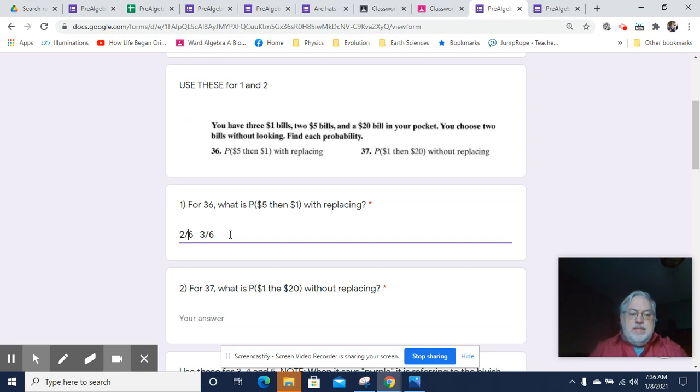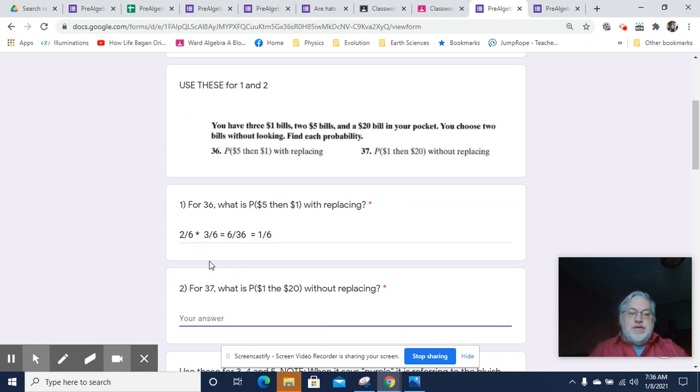Now, since it's a compound probability and we have 2 events happening, we are going to multiply those 2 probabilities. So 2 out of 6 times 3 out of 6 is going to equal 6 out of 36. Okay, and you could have cross-reduced that ahead of time, or you can reduce it now, and you get 1 out of 6. There's a 1/6 probability of pulling a 5 and then pulling a 1 with replacing it.